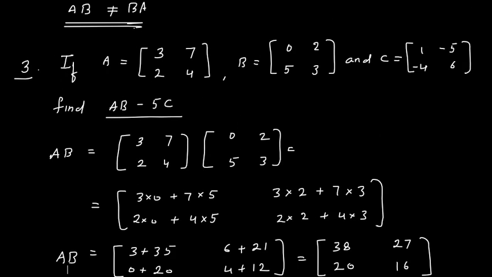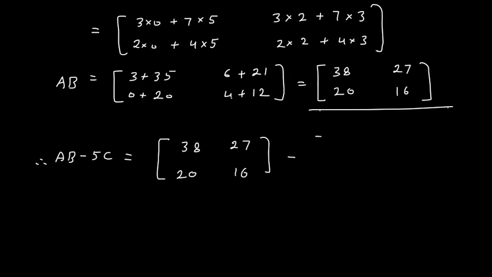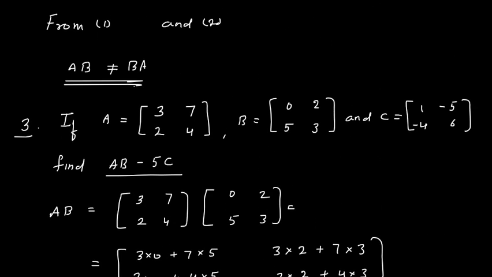Now what I have to find? AB minus 5C. So therefore AB minus 5C is equals to, now I will write AB, which is 38, 27, 20, 16 minus 5 times I will write the value of C is 1 minus 5 minus 4, 6.